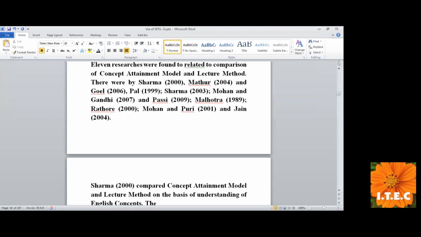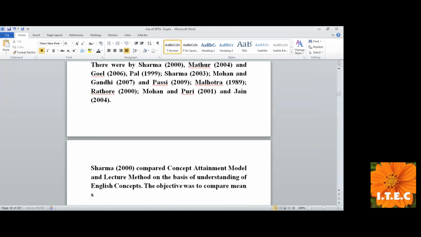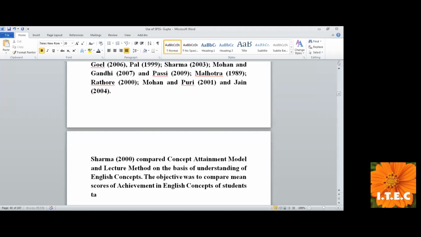The objective was to compare mean scores of achievement in English concepts of students taught through concept attainment model and lecture method.